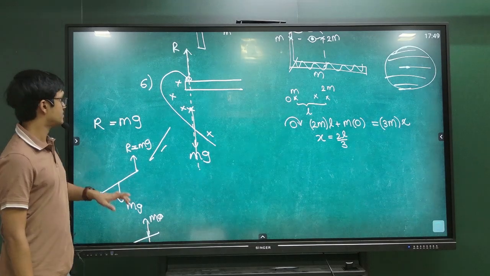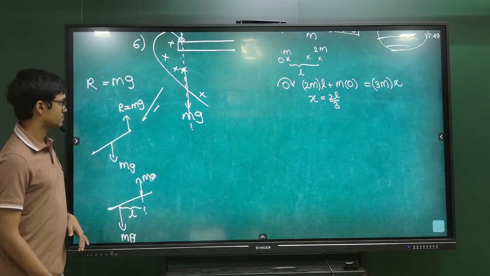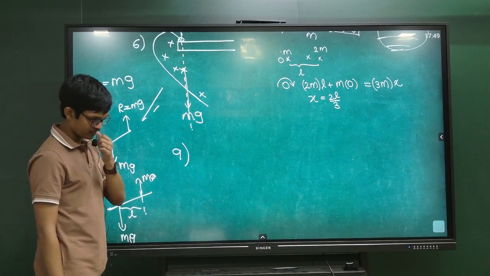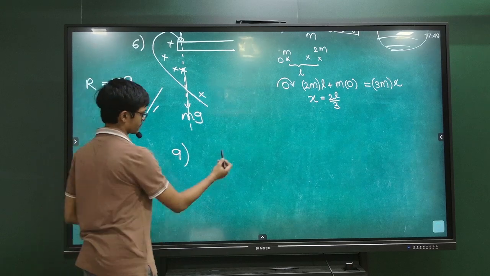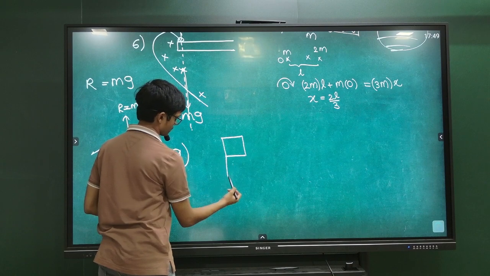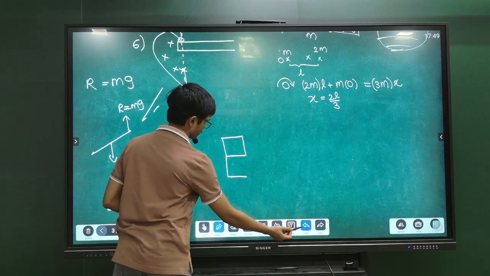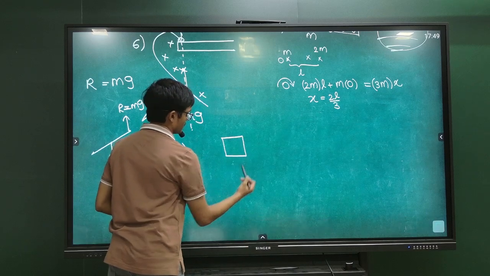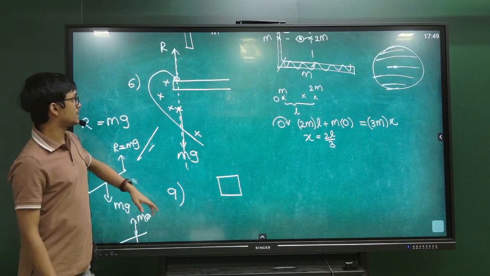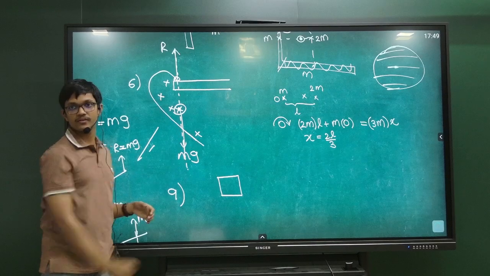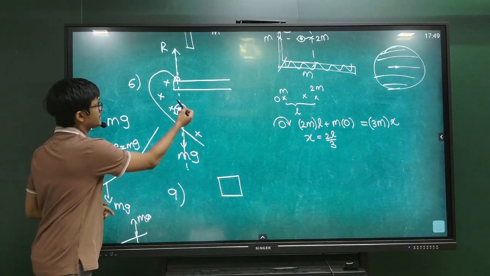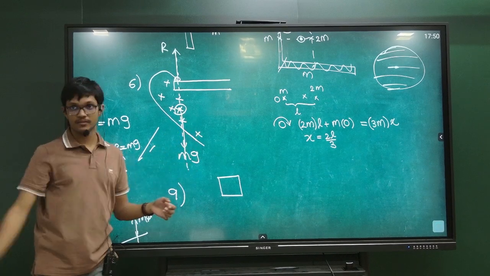Okay, question number 9. And again, attention. Now, see, I marked the center of gravity here, right? I don't know exactly, it may be somewhere here.